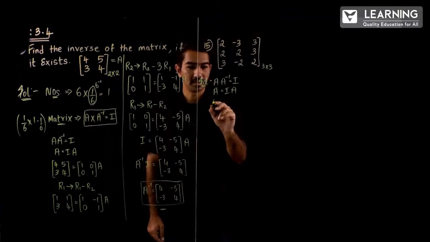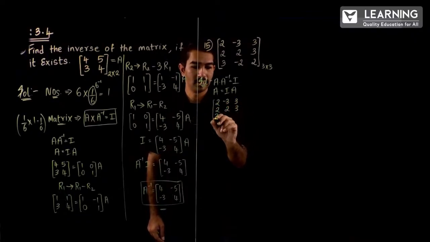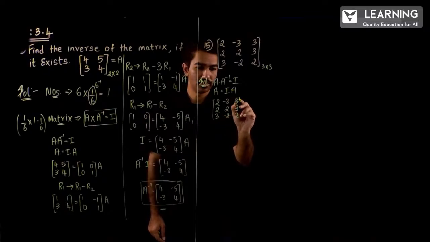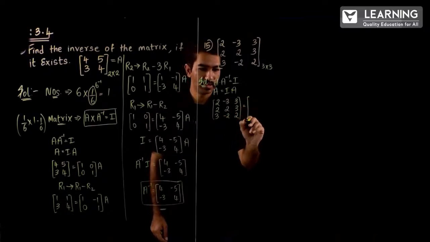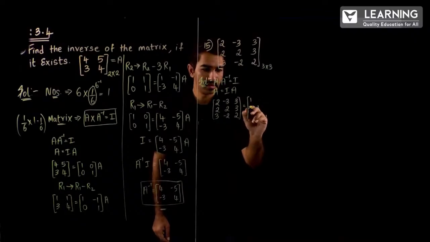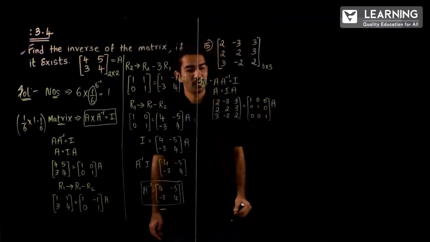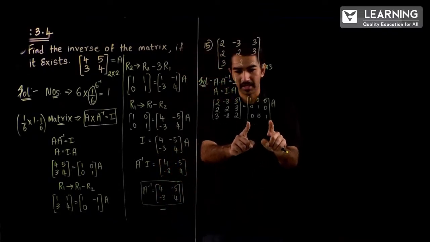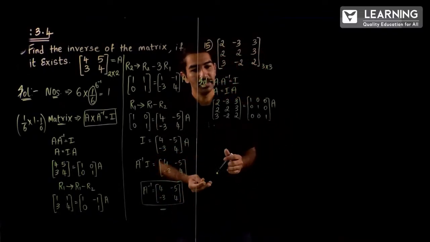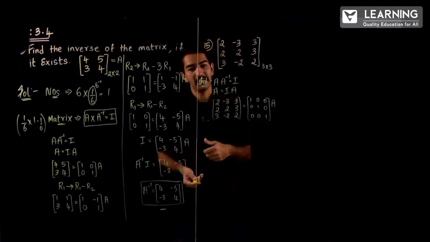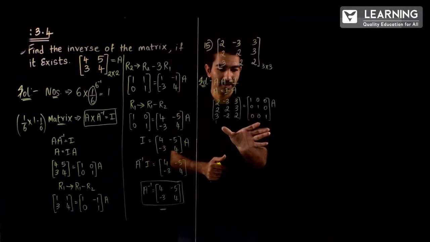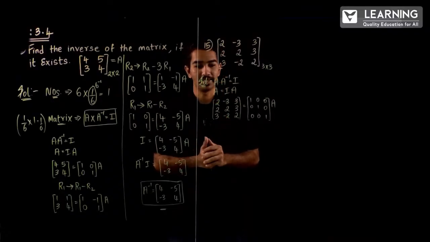What is A, students? 2 minus 3, 3. 2, 2, 3. 3 minus 2 and 2. Which is equal to I, identity matrix 1, 1, 1. And A as it is, we'll write. Now what we have to do here, students, we have to get this identity matrix on this side by using elementary row operations. So as I said in the synopsis, what are the steps you have to follow? 5 steps I had told in the synopsis.